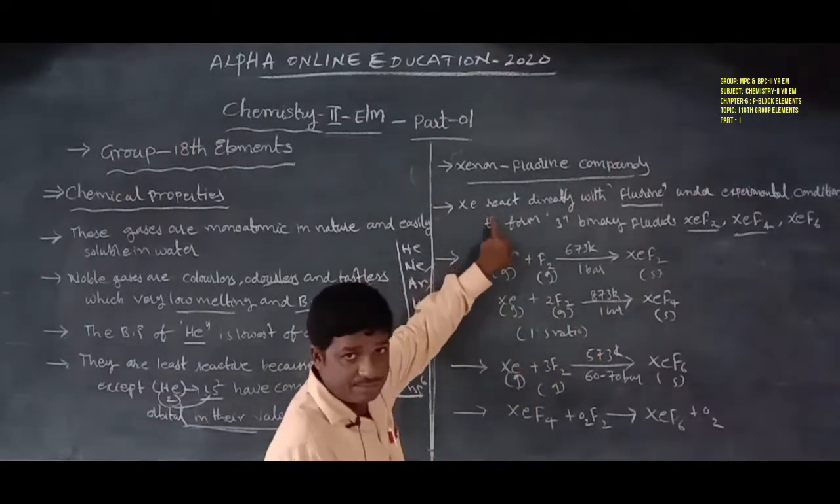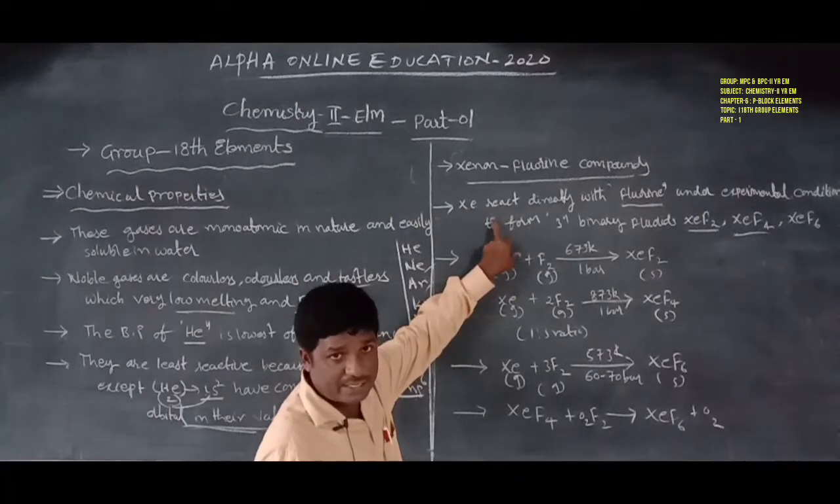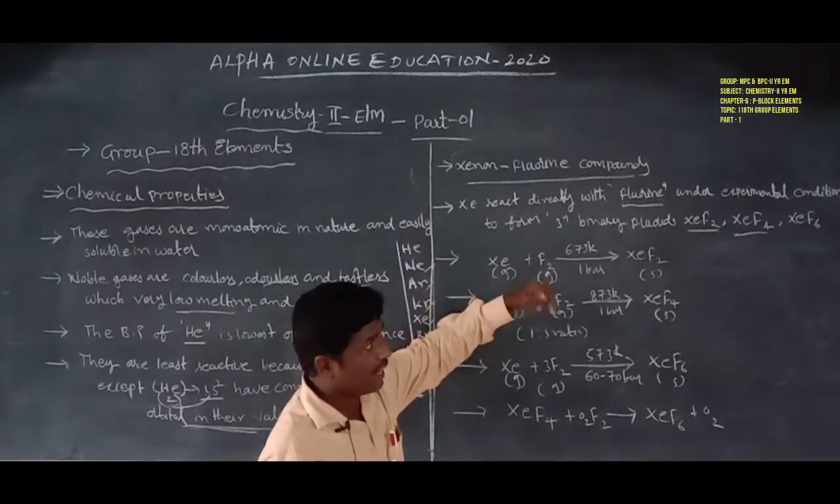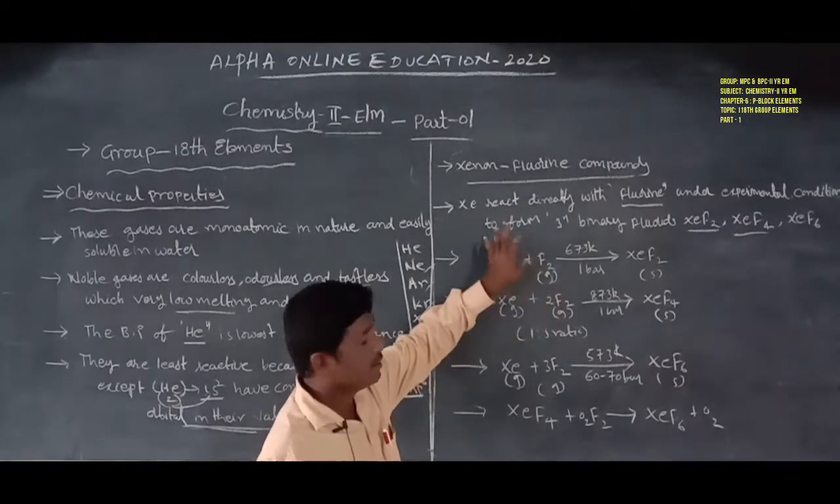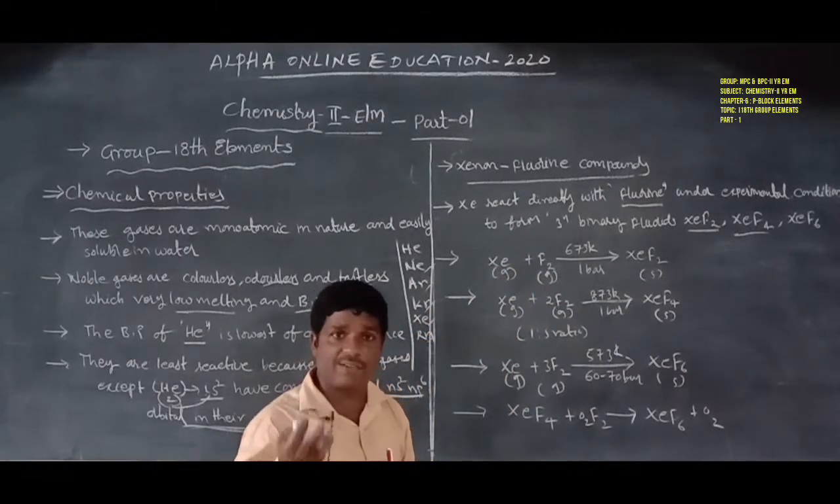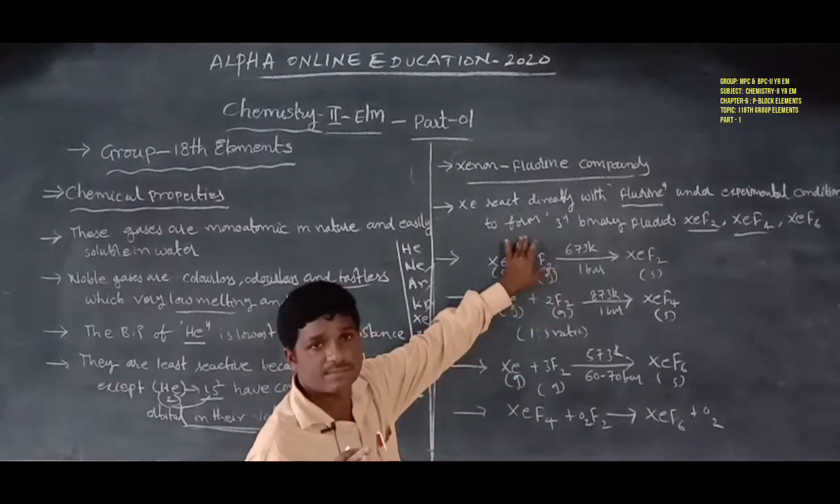Here is the preparation of the xenon fluorides. Xenon reacts with fluorine under experimental conditions to form 3 binary compounds: xenon difluoride, xenon tetrafluoride, xenon hexafluoride.